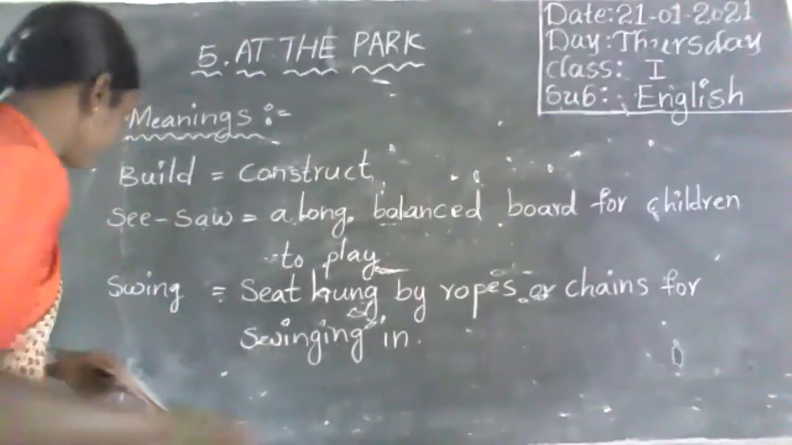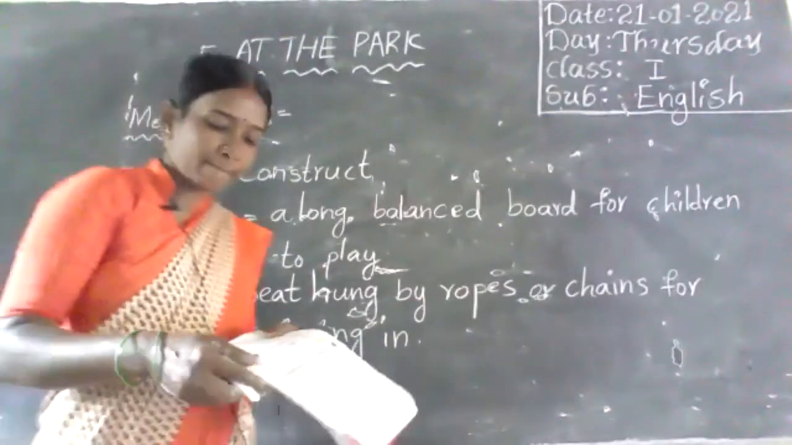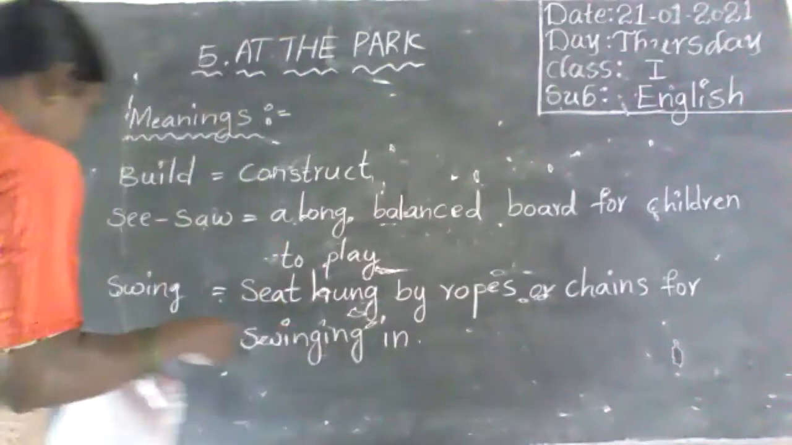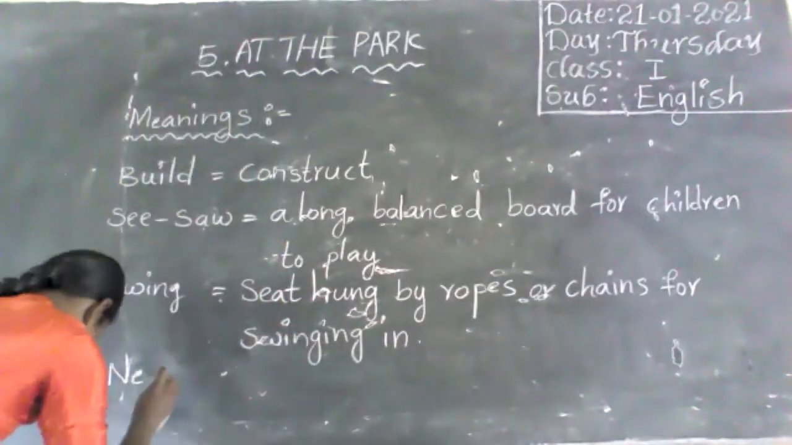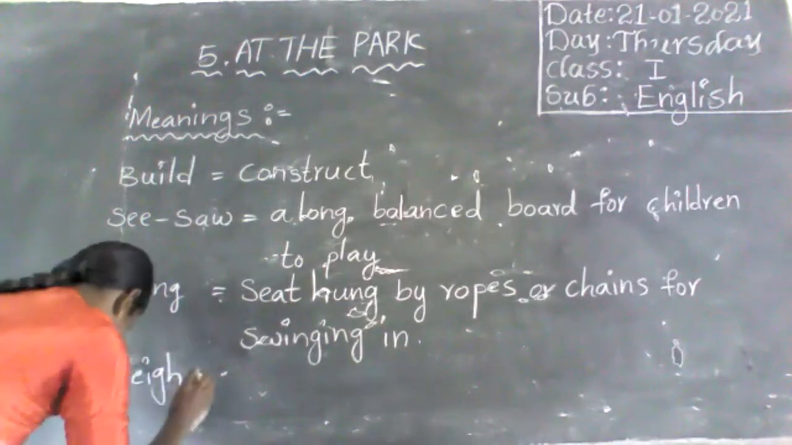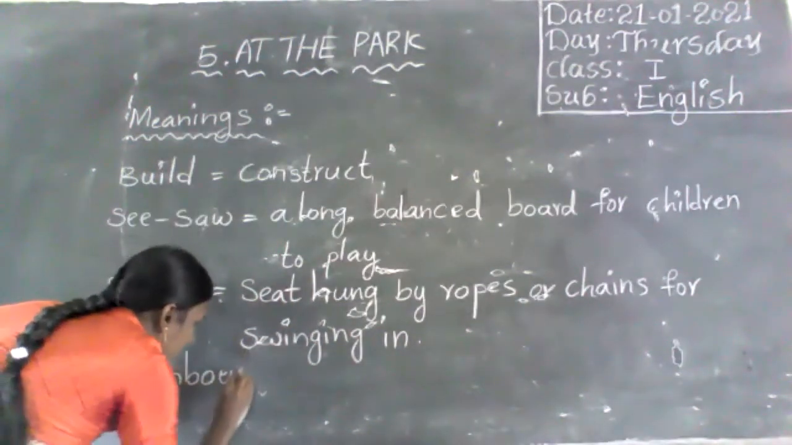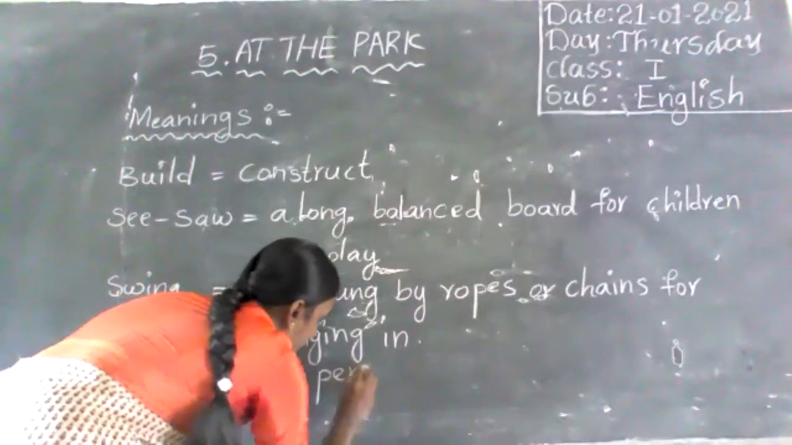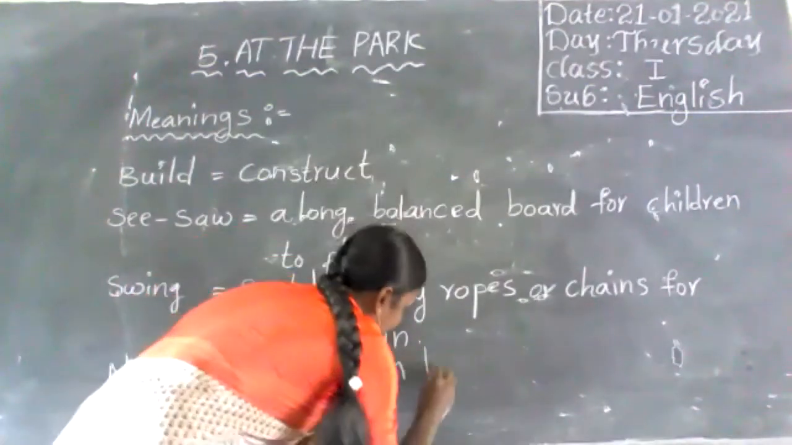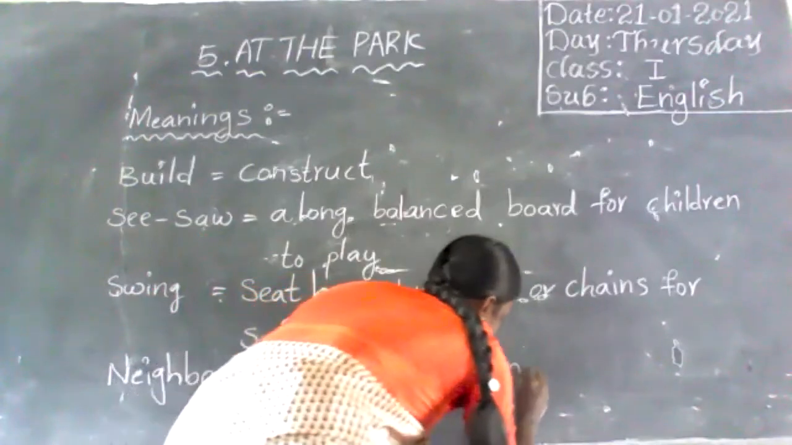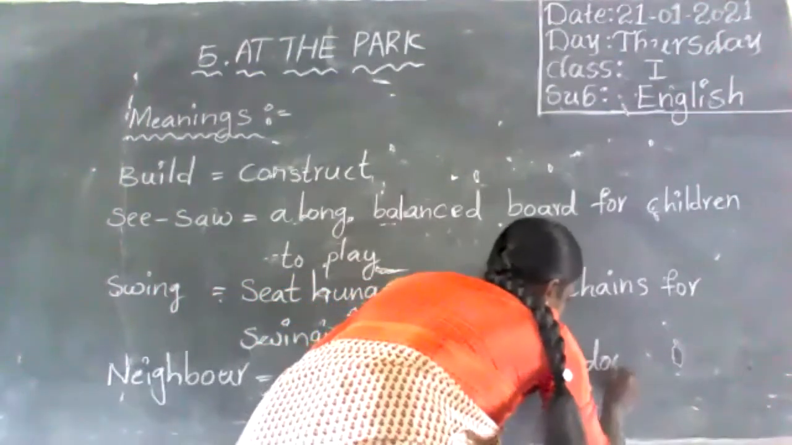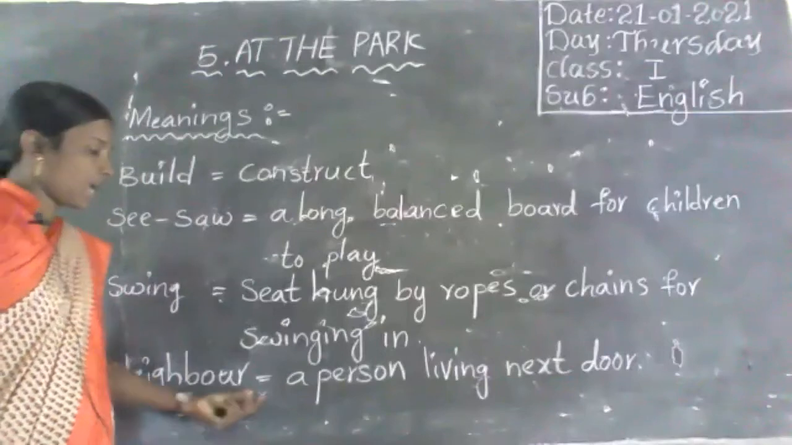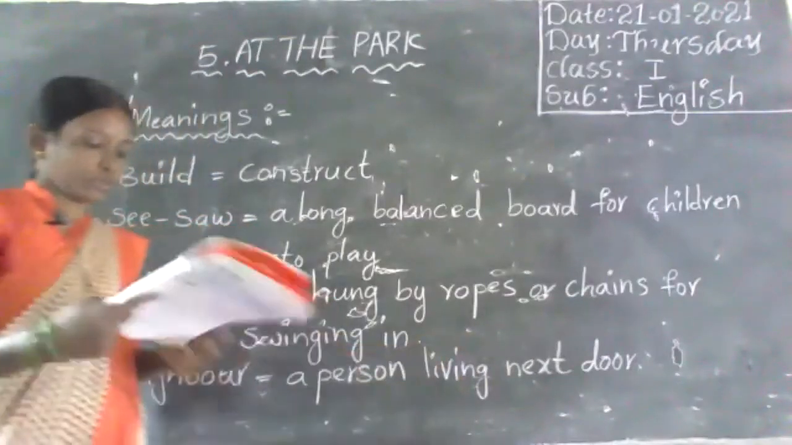Next one, neighbor. Do you know neighbor? A person living next door. N-E-I-G-H-B-O-U-R, neighbor. Neighbor means a person living next door.